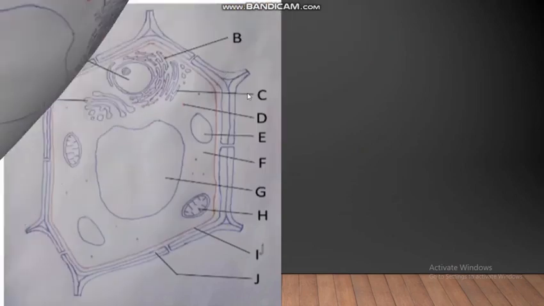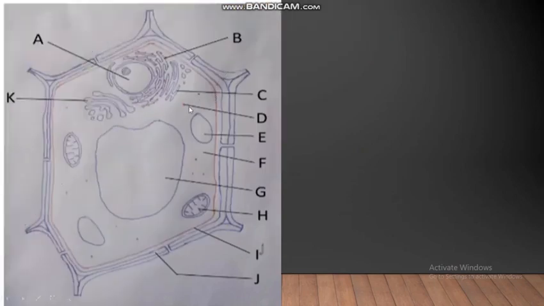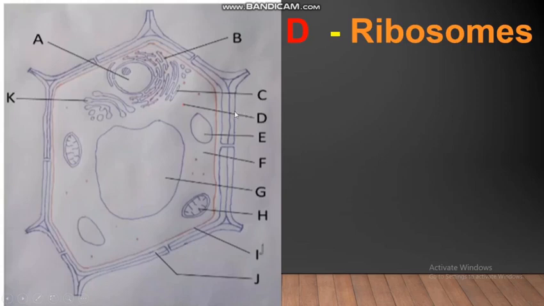So let us look at other structures. We are now coming to structure D. The name of structure D is the ribosomes. What are the functions of the ribosomes? The ribosomes are the places where protein production is made. So proteins are being made in the ribosomes under structure D.